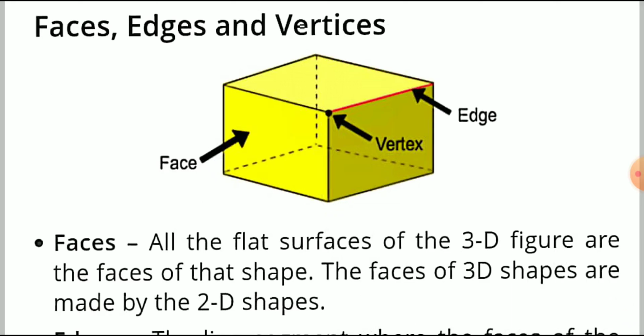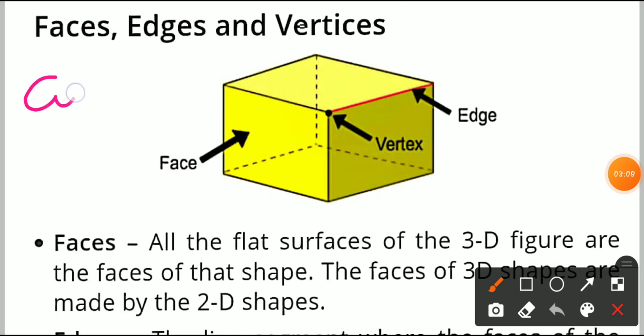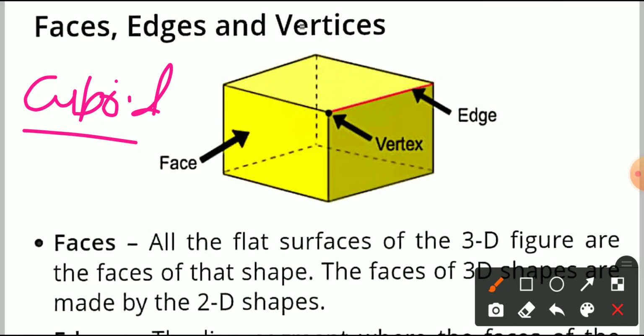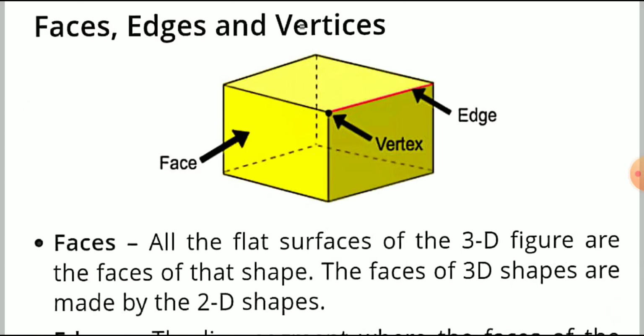Okay. So see, what are faces? All the flat surfaces of a 3D figure are the faces of that shape. The faces of 3D shapes are made by 2D shapes. 2D shapes means two-dimensional shapes. Like here you can see in this figure, this is the cuboid. The cuboid is made up of rectangles, or some cuboids are made with a combination of rectangles as well as squares. Clear?